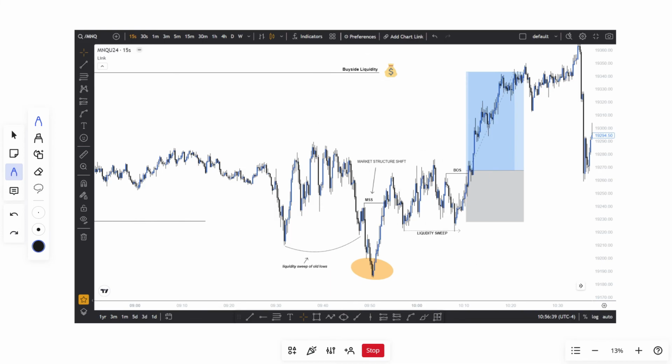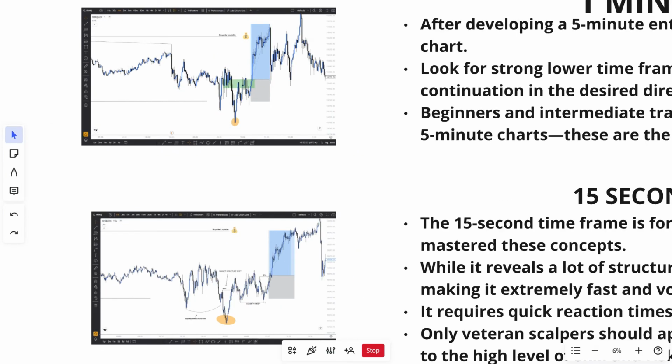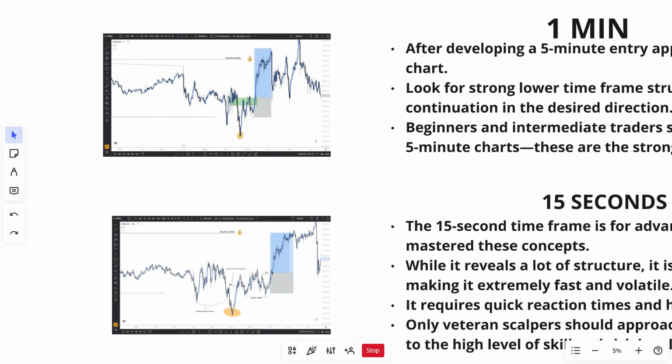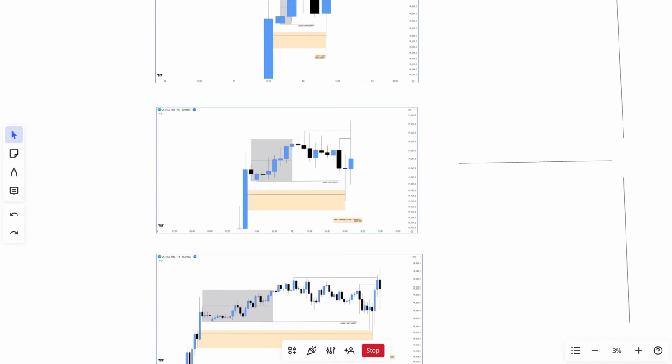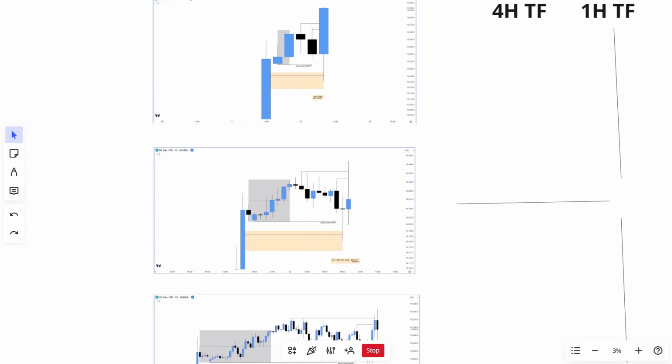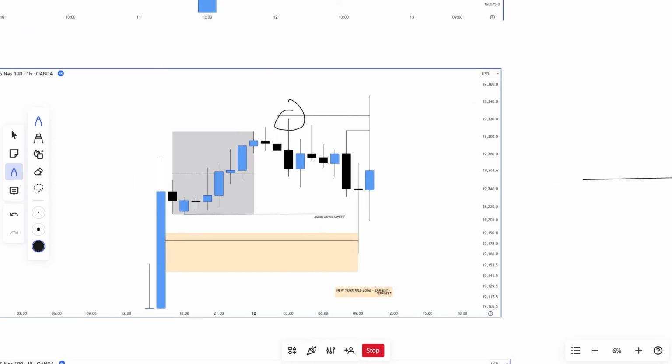It's just that on the lower time frames, you have to have a higher time frame bias. The only reason we caught this trade perfectly on the 15 seconds was that we knew that on the 15 minutes and the 4 hour, we had this old high right here, right? This is the old high that was our draw on liquidity. And then we understood that once sell side liquidity was taken, buy side liquidity was next. So we knew that price was going to pull toward this old high.